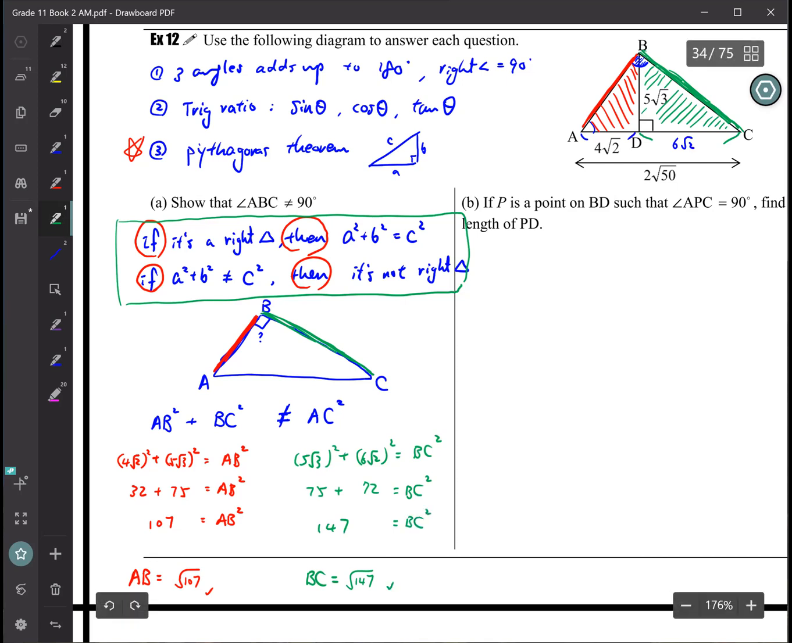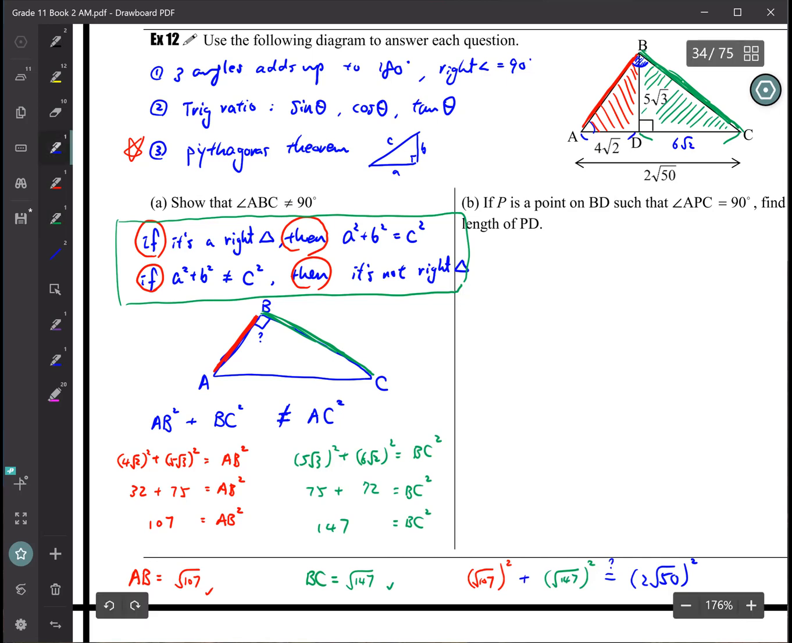Okay, so we need to check now, right? We found our AB. We found the BC, right? Do they squared add together equal to AC squared? So let's check that, right? So AB squared plus BC squared, does it equal AC squared? AC is 2 root 50. So we have root 107 and root 147.